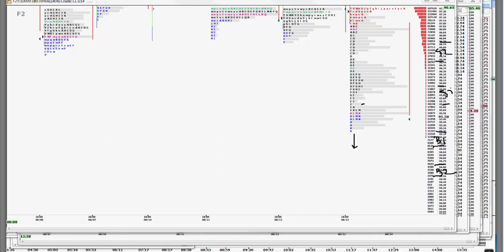But the action in the market is telling us that this market is going to sell. And end of the week profit taking or an adverse news headline could turn this market around in a hurry.